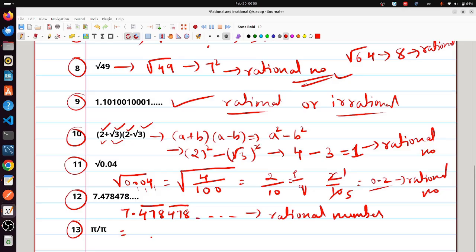This 13th one is very simple, you can answer within a fraction of seconds. Pi by pi. What will be the pi by pi value? 1. Pi will cancel, giving 1. So 1 is obviously a rational number.